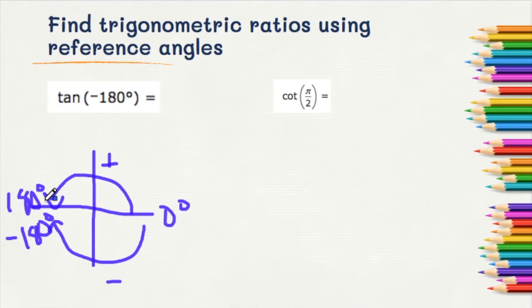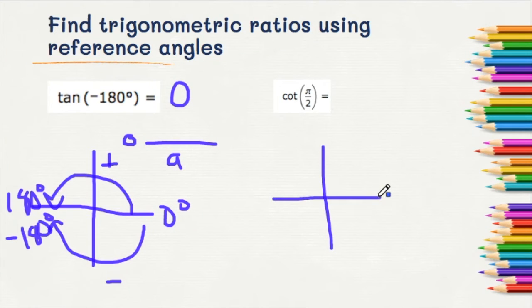So I would say the height is 0, but the base is 1. So the opposite side is going to be 0, and the adjacent side to that angle is going to be 1. So opposite divided by adjacent will be 0 divided by 1. So that would just make tangent of negative 180 equal to 0.